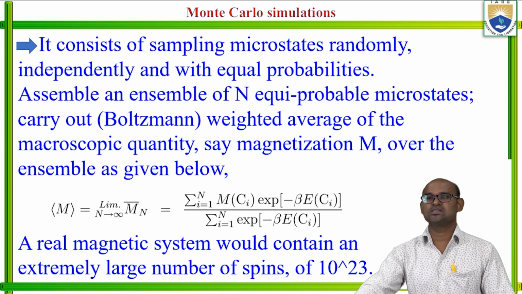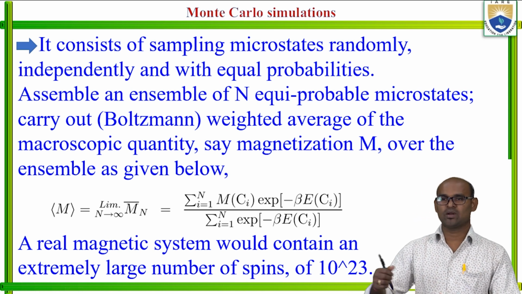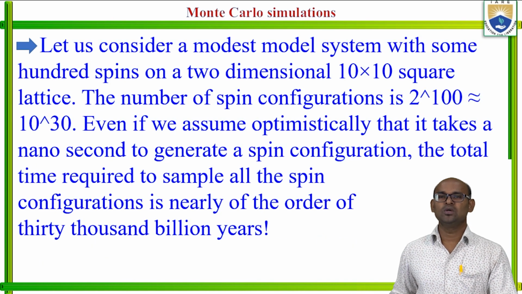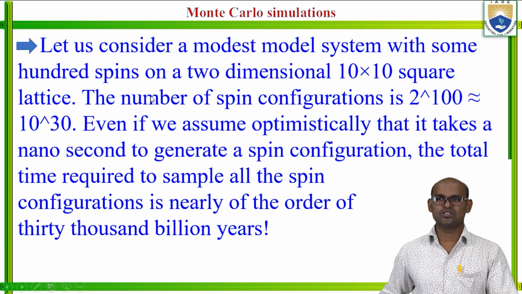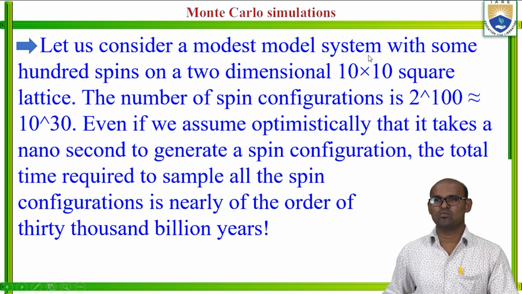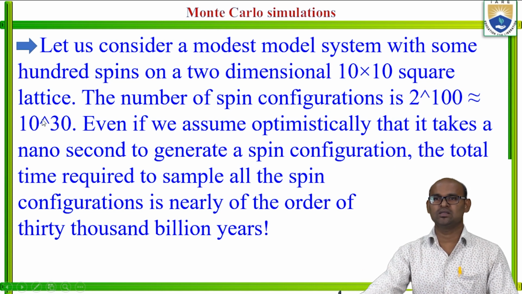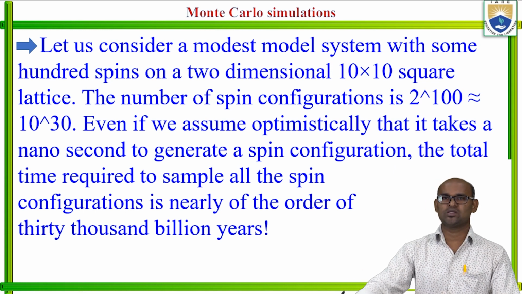A real magnetic system would contain an extremely large number of spins, for example 10 power 23, which is the Avogadro number. So how are we going to simulate such a system? Let us consider a modest model system with some 100 spins on a two-dimensional square lattice. So we are going to consider a 10 by 10 square lattice in two dimensions.